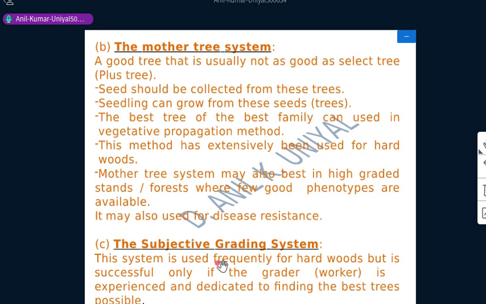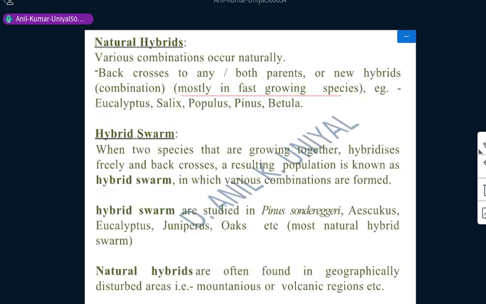Okay, next we have the subjective grading system. In this system it is used frequently for hardwood again, but is successful only if the grader or the worker is experienced about the selection of these trees, and would be dedicated to finding out the best trees possible by using this system.